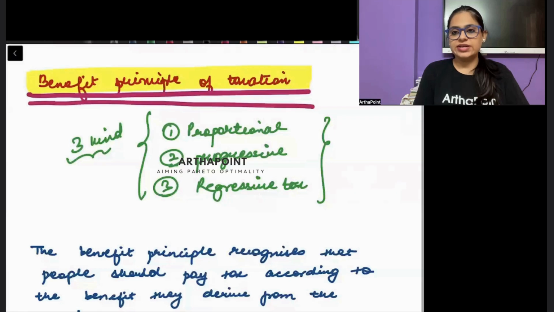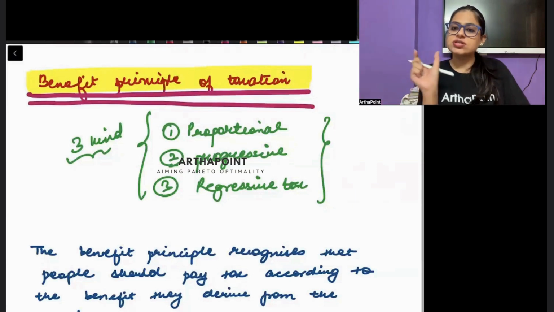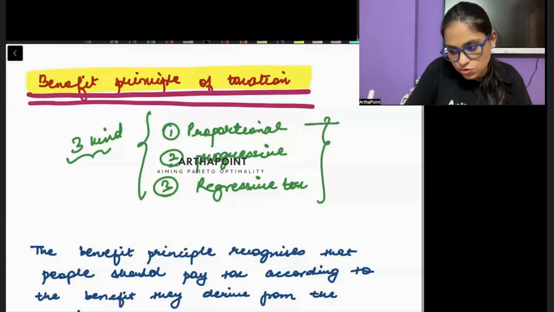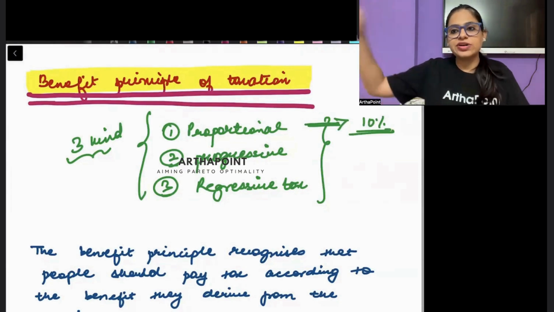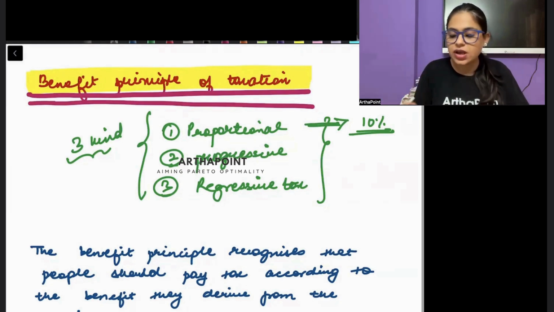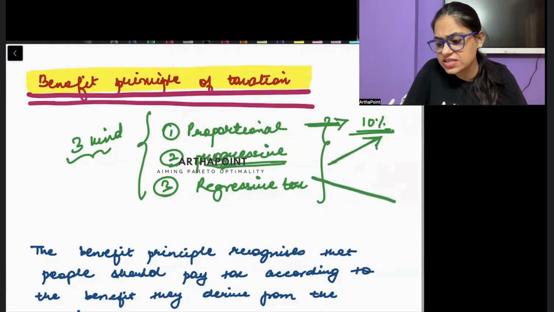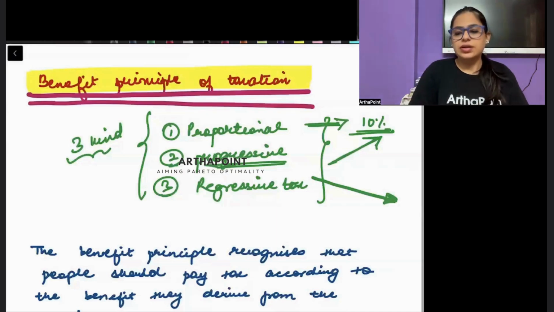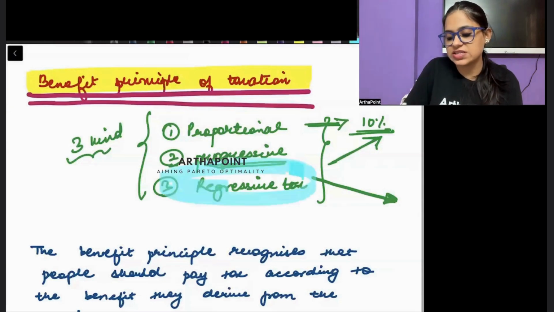Proportional tax says that irrespective of the income, you always charge the same proportion as tax. So if I fix the tax at 10%, irrespective of the income, it does not matter whether you earn 1 lakh or 10 lakh or 1,000, you will always pay 10% of your income as tax. Progressive tax says that increase the tax as income slab increases, and regressive tax says that decrease the tax as income increases. Now, the benefit principle of taxation follows the concept of regressive tax.